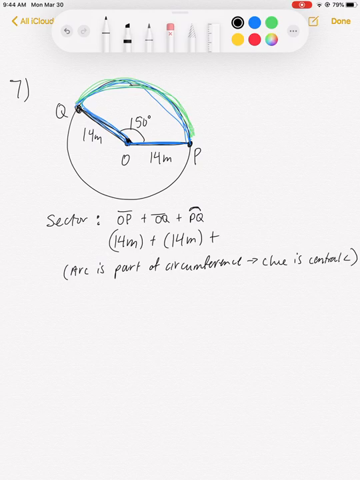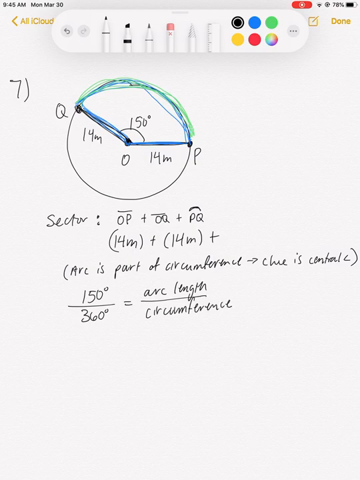Notice that the central angle is 150 degrees. So we're going to set up a proportion, because we know that 150 degrees relates to 360 degrees the same way that arc length relates to circumference.